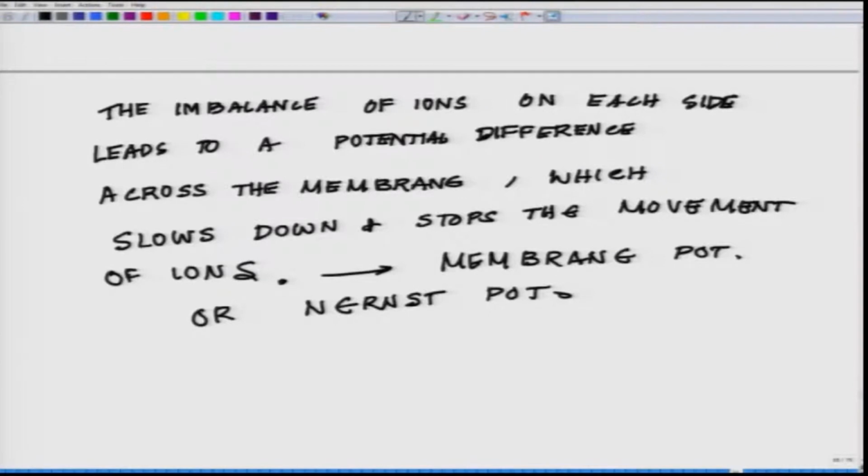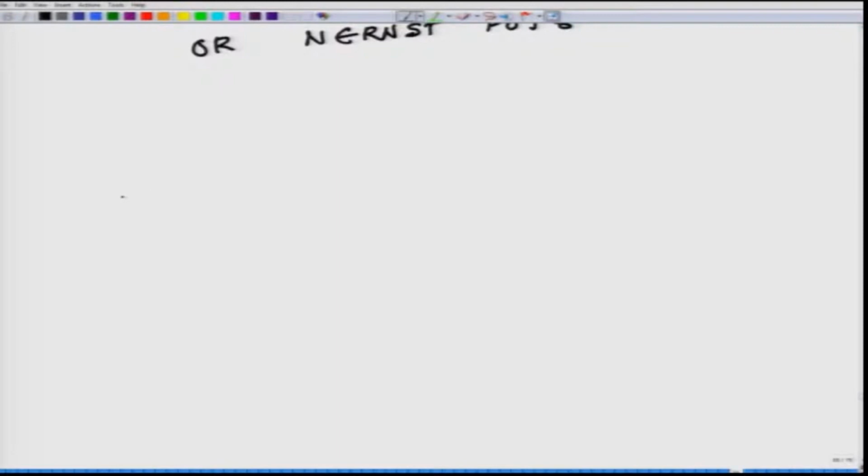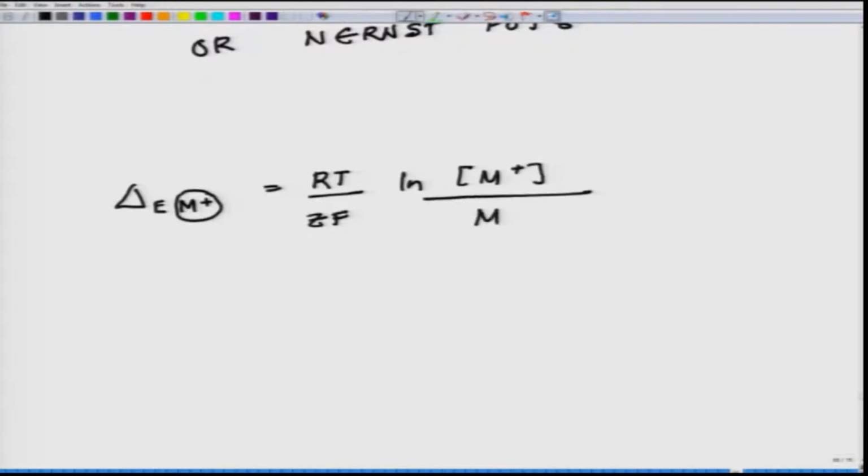sodium and chloride and other ions are different inside and outside the cell. The situation can be analyzed in the same manner as a concentration cell to show that for any ion M, now this is where the important part is coming, delta E for M plus, say for example, any ion M, is given by RT/ZF ln of M plus inside the cell, M plus outside the cell.